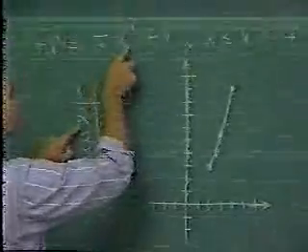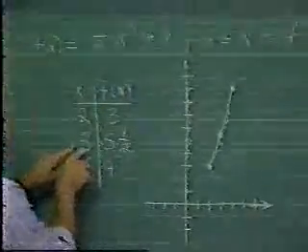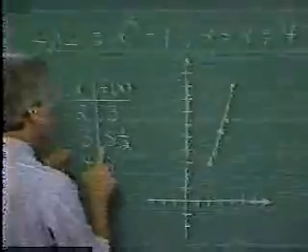If x is 2, then I have 2 squared, 4. Half of 4 is 2. 2 plus 1, 3. So when x is 2, f of x is 3. When x is 3, 3 squared is 9. Half of 9 is 4.5. 4.5 plus 1, 5.5. So when x is 3, f of x is 5.5. When x is 4, 4 squared is 16. Half of 16 is 8. 8 plus 1, 9. Now, what happens graphically?